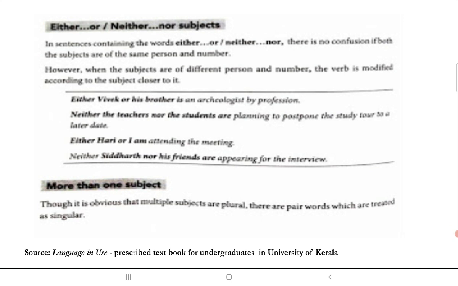Okay, so especially in sentences with either-or and neither-nor, there won't be any confusion if both the subjects are of the same person and number, either first person or second person. If they belong to the same person and number, there won't be any confusion. But when different numbers and different persons come, we get confused. And in that case, the verb is modified according to the subject closer to it.